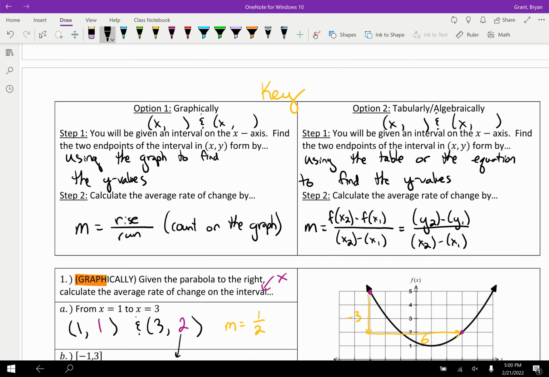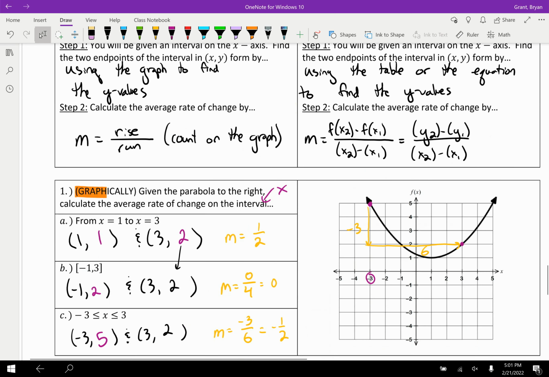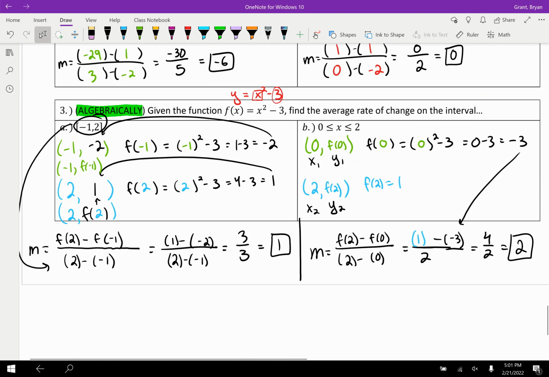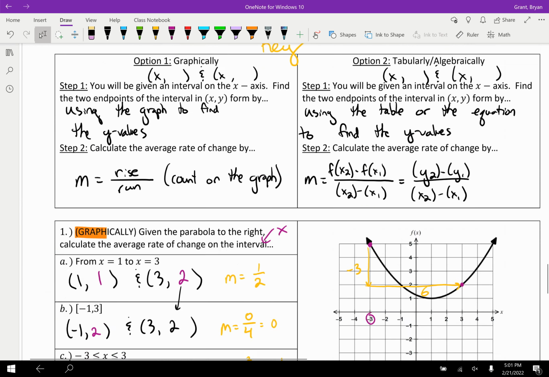Now this actually works for any type of graph, whether it's linear, though that's kind of a silly situation, exponential, quadratic, or any other graph you study. If you're ever asked to find the average rate of change, there are 3 good, solid examples on here to help you out. So thank you for tuning in today.